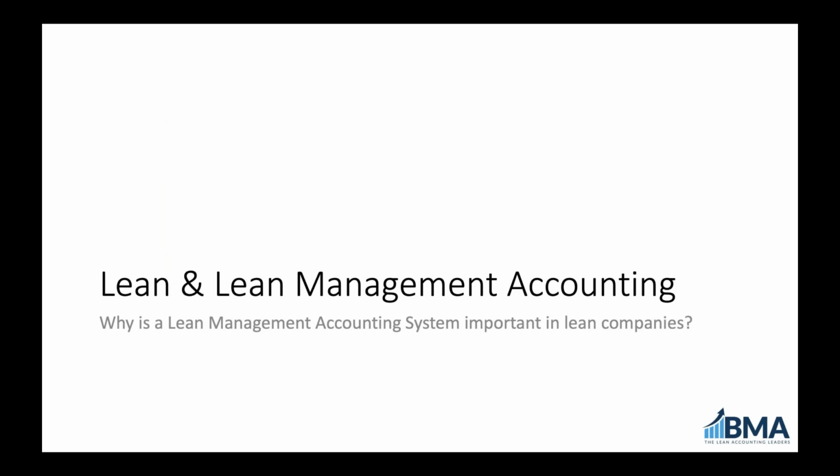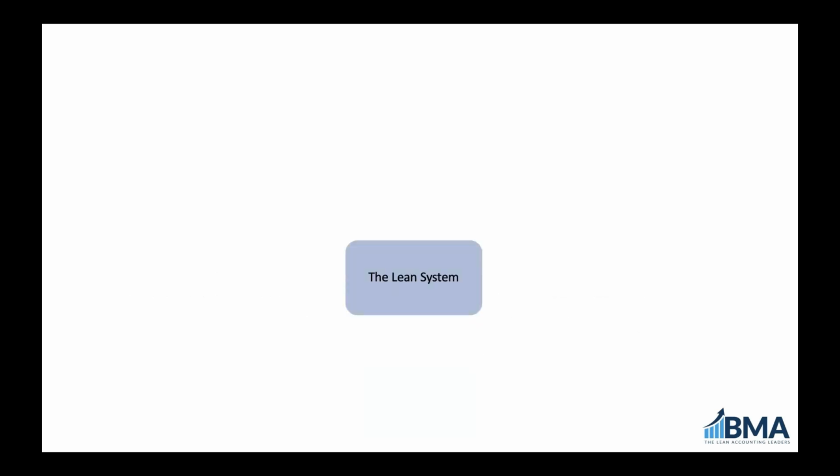Getting started, I want to spend a little bit of time on lean and the lean management accounting system, the relationships between these two parts of a lean company, and really review why a lean management accounting system is important in lean companies. Lean can be explained many ways. There's lots of good books that go into a great deal of depth about what lean is and what lean isn't. There's lots of good speakers. There's lots of information out there. Obviously, I could do a whole webinar just on lean, but I don't want to do that.